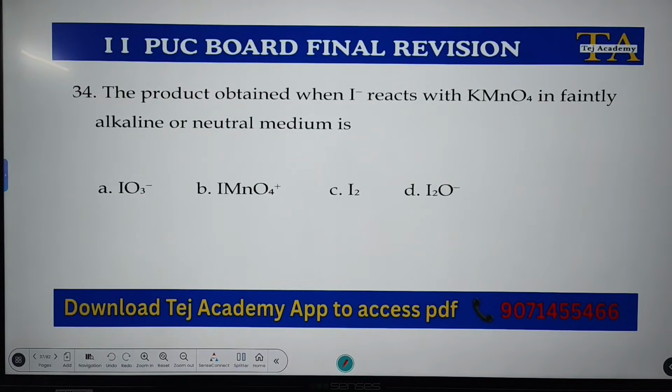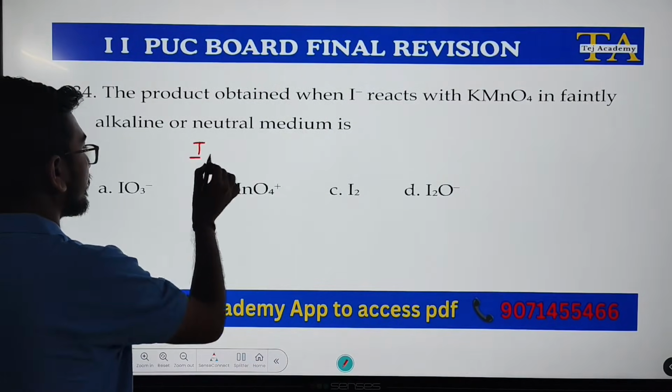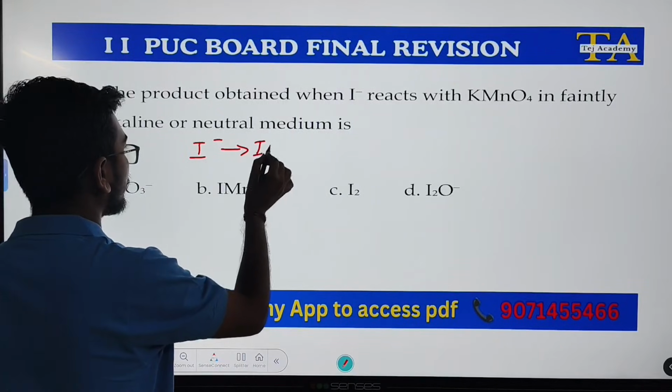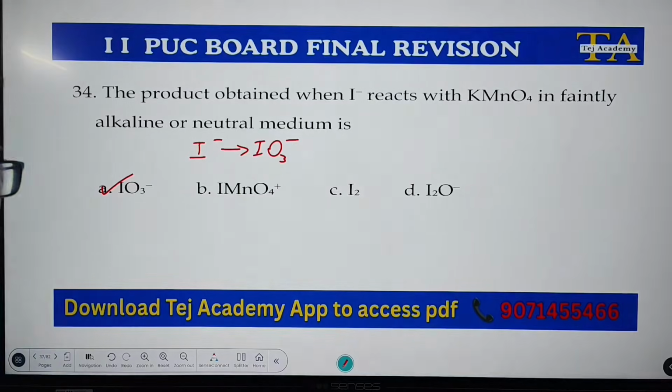34. The product obtained when I minus reacts with KMnO4 in faintly alkaline or neutral medium solution. So what will I minus get converted into? Always remember, I minus will be converting into IO3 minus. This complete reaction is available in your NCERT, so please go and refer to that.